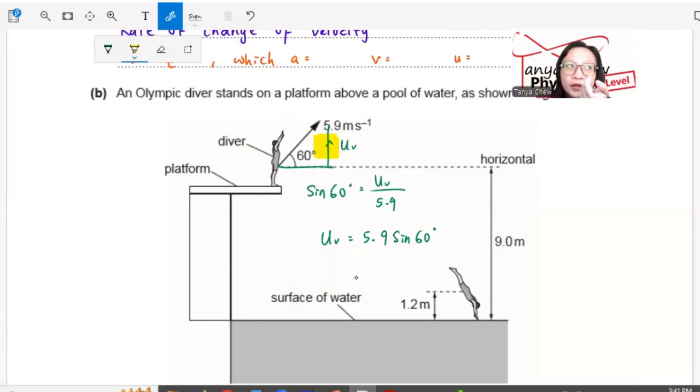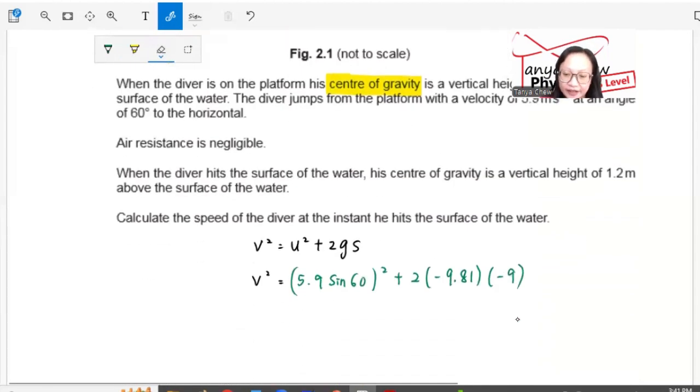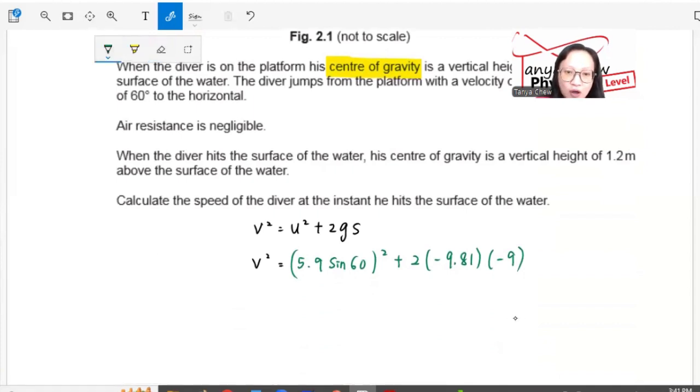So since velocity, gravitational acceleration, and the displacement are all vector quantities, you have to put in negative and positive for the directions. Since I consider upwards as the positive direction, g is acting vertically downwards, so I have to put negative. And you look at this, the diver is going down, so the displacement is going downwards, so it has to be in the negative direction as well. That is the reason why I put negative. And when you solve it, you should be getting 14.2 meters per second as your answer.